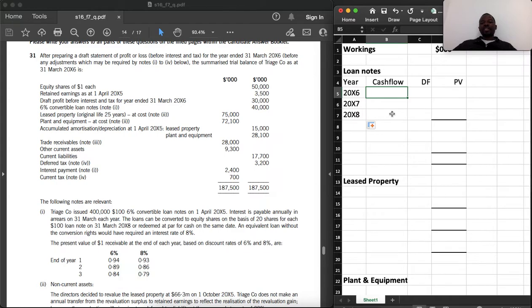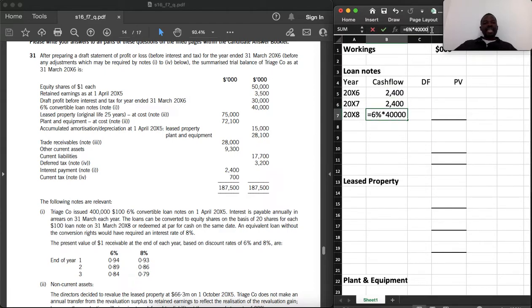Then the cash flow in the first year is the interest payment. The interest payment is paid at the coupon rate at the nominal value. So we'll simply say 6% multiplied by 40,000. We get 2.4. We can copy that up to year 3 because the interest will be paid in year 1, year 2, year 3.